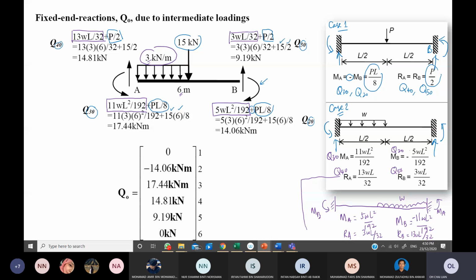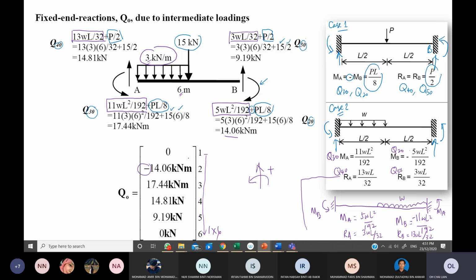Where the matrix here is size 1 times 6. How to do that? You just write number 1 to 6, then fill in. For example, Q2 naught is negative 14.06. Why negative? Because this is clockwise. Remember, our positive sign is this one.